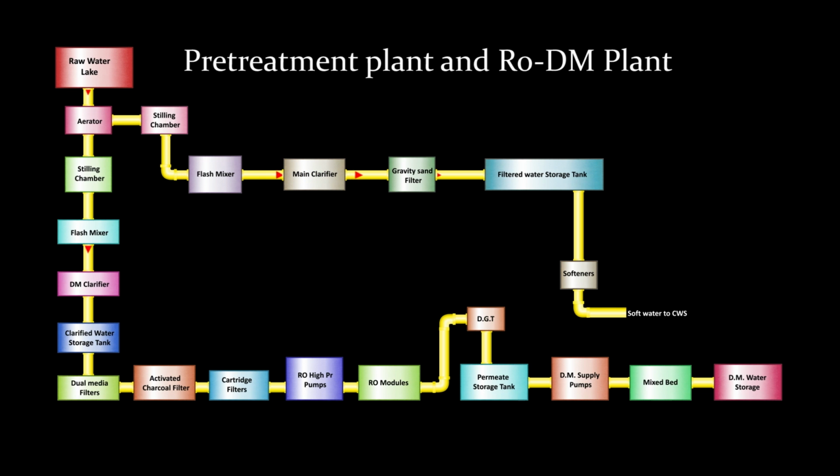Then it passes through the gravity sand filter and softeners which are used for circulating water makeup. The DM clarifier water is pumped to the RO plant through the dual media filter, activated charcoal filter and cartridge filters to produce permeate water. Then the permeate water passes through mixed bed to produce DM water.